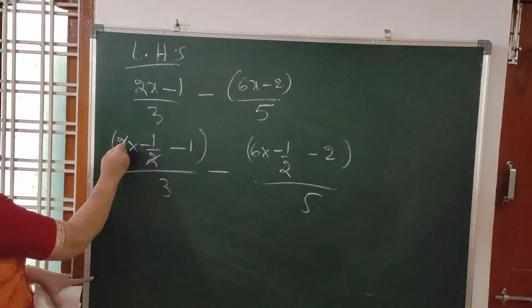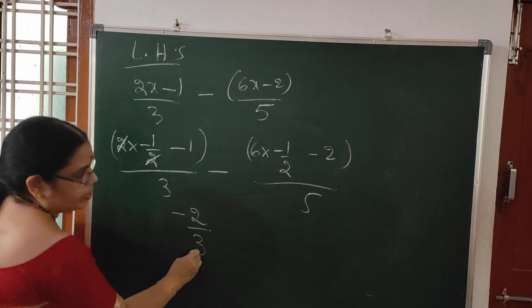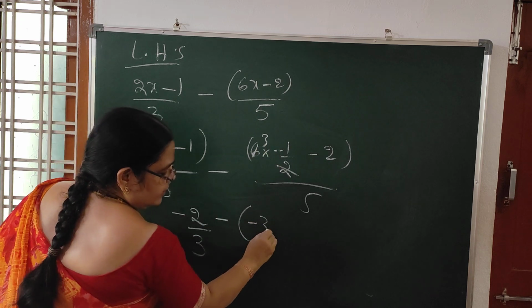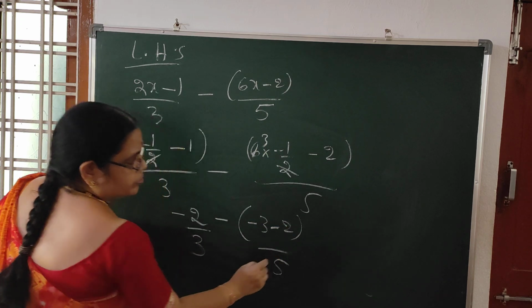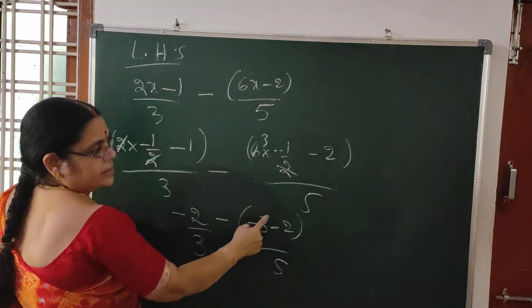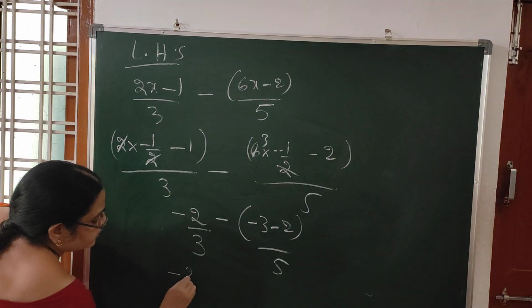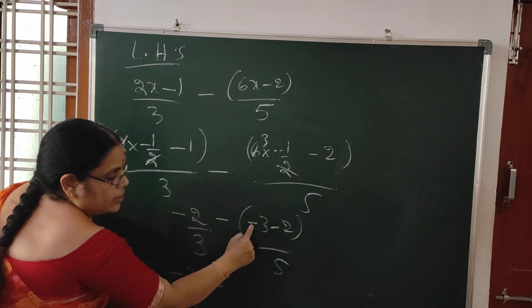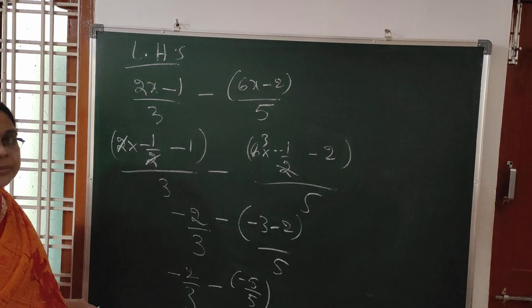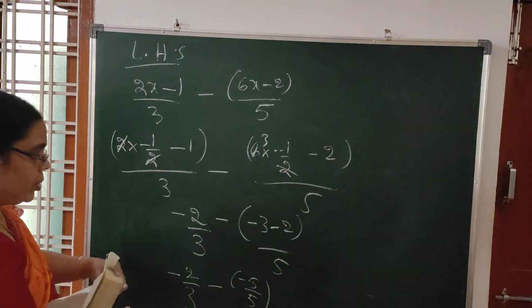So what happens? This 2 will go. Minus 1 becomes minus 2 by 3. Then 6 into minus 1 by 2, 2 3s are 6, so this becomes 3 into minus 1, minus 3, minus 2. Minus 3 minus 2 is how much? Minus 5 by 5. That can be taken as 1. Or if you take 1, then you need to find the LCM, so I am not doing that.